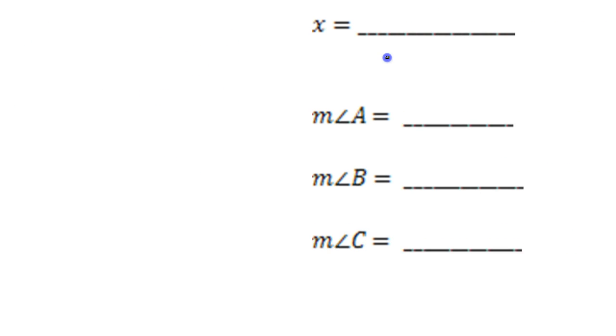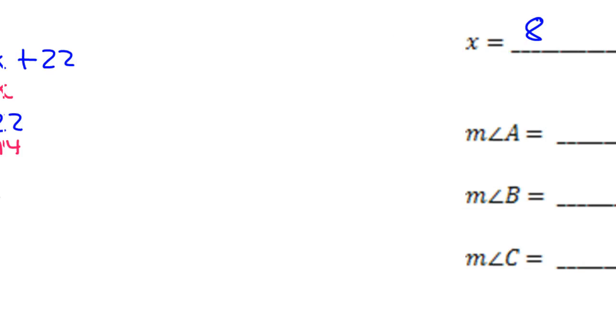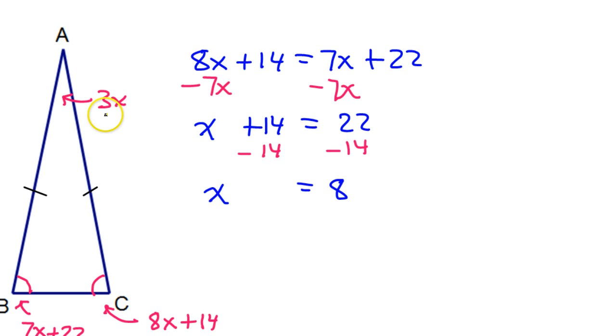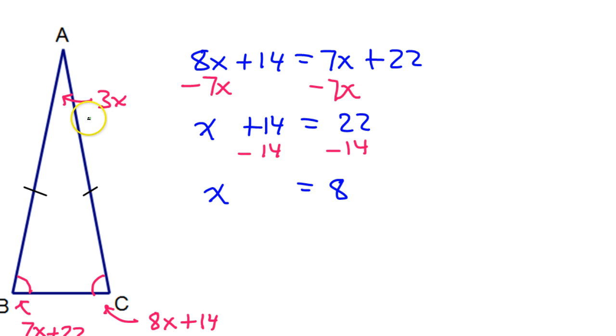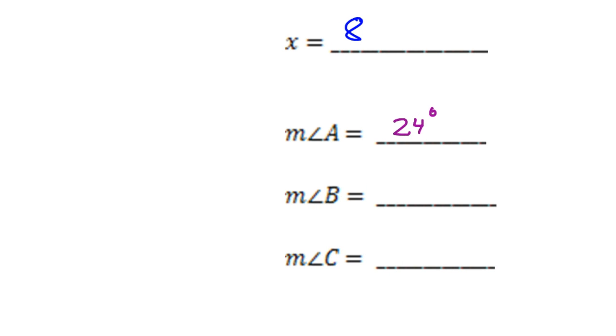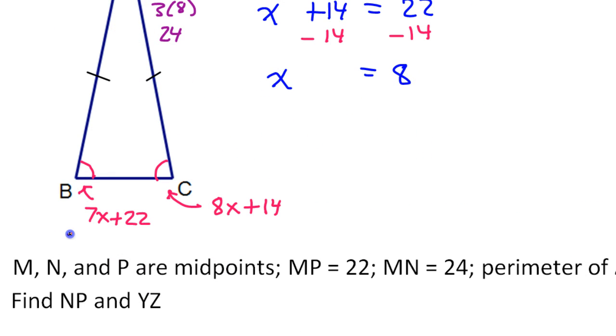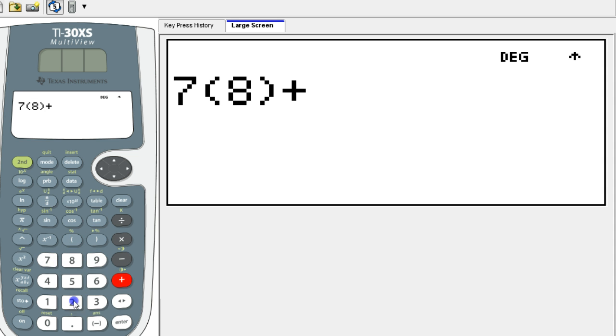Alright, so far we have that x is 8. Now we can substitute that back in to find the three angles. So angle A then becomes 3 times 8, which is 24. So the measure of angle A is 24 degrees. Angle B becomes 7 times 8 plus 22. That's 78 degrees.